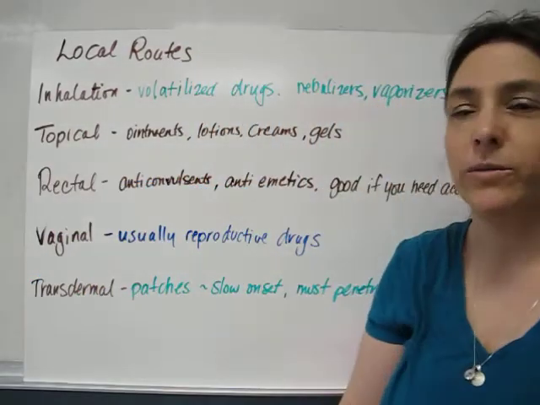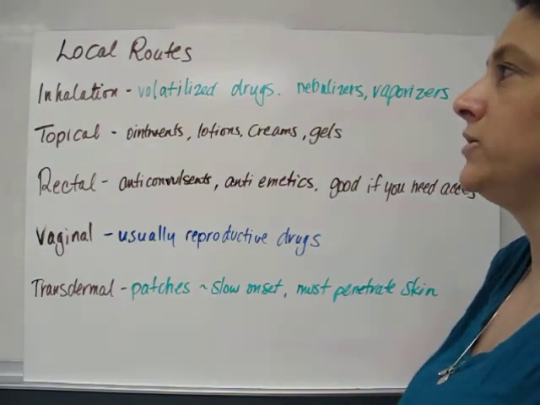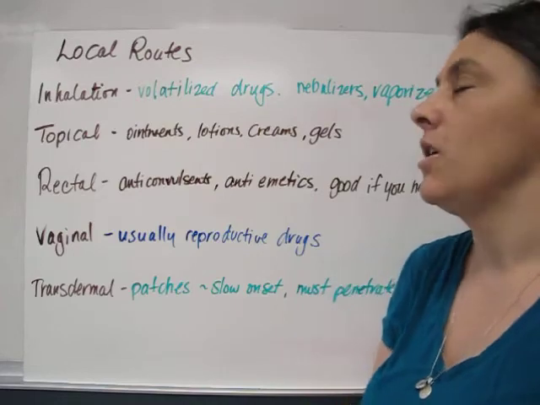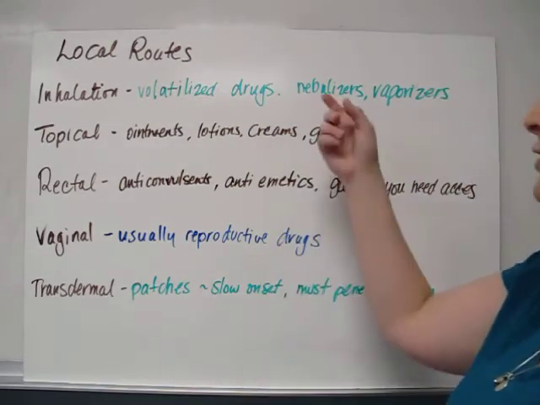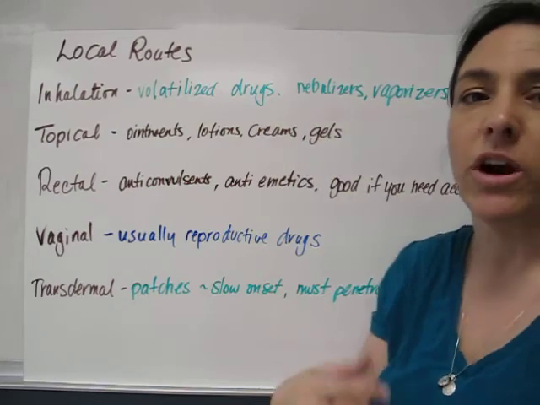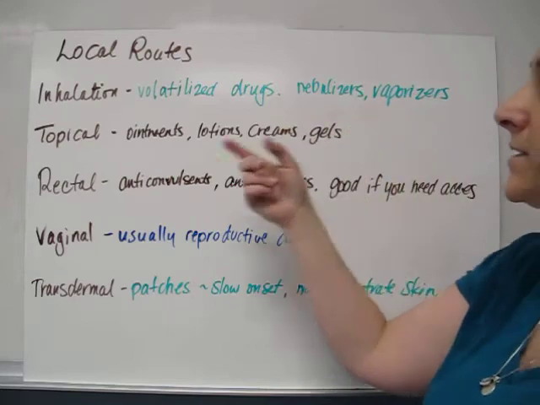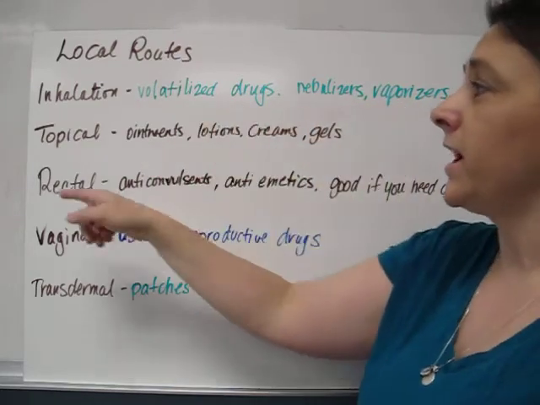And then the final one we're going to talk about, local routes. There's a variety of different local routes you can give. Inhalation, this has to be volatilized drugs, isoflurane. They can also be drugs that you nebulize or aerosolize, so we use a vaporizer for that. Asthma drugs are nebulized or aerosolized.